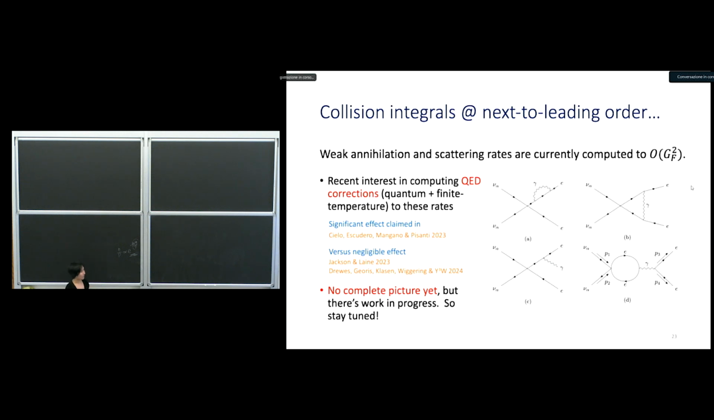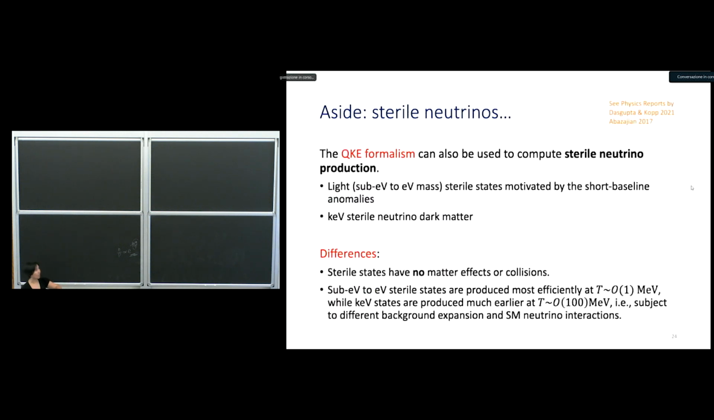So that's it for active neutrinos. But let me just also mention, for those of you who are interested in sterile neutrinos, the QKE formalism with the density matrix can also be used to compute sterile neutrino production. It's exactly the same formalism. You can use it to calculate the thermalization of light sterile neutrino states motivated by the short baseline anomalies, this 1 electron volt sterile neutrino that people like to talk about sometimes. And of course, there's also keV sterile neutrino dark matter. The formalism used to describe the production of these things is also the QKE formalism.